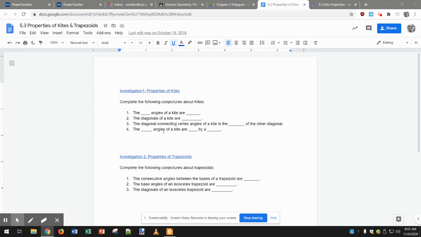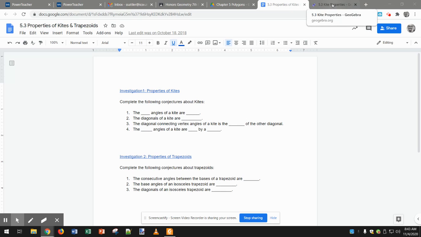So in this video, we're going to go through section 5.3, which is about kites and trapezoids. First, you could also copy these conjectures, and once we fill them into your notebook if you want. So first we'll go through properties of kites.